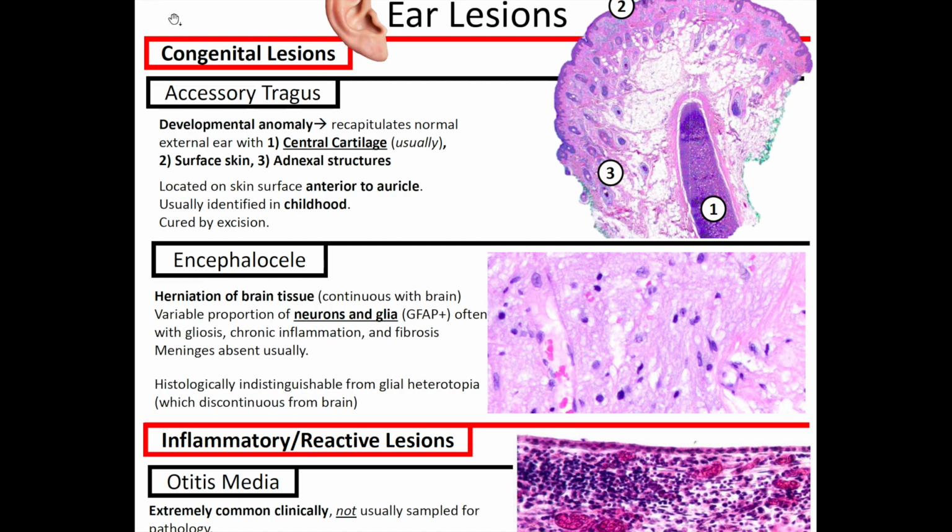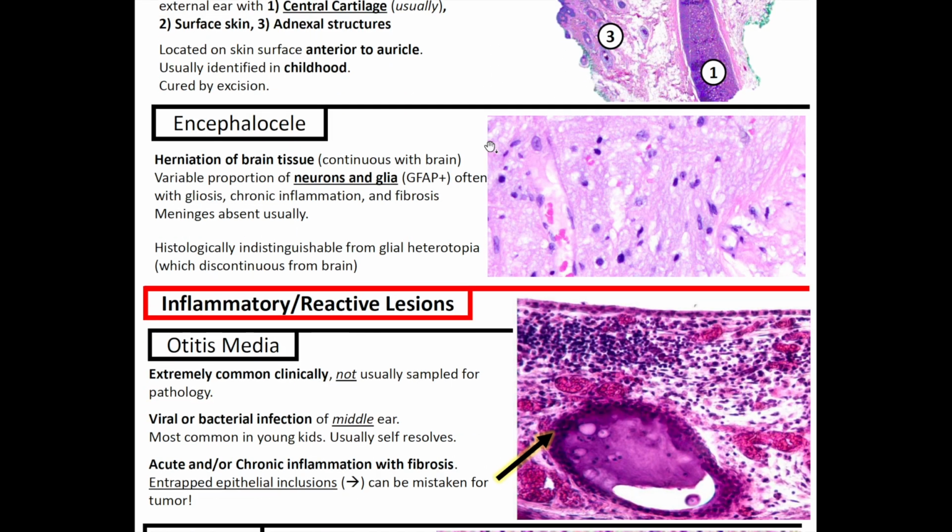So let's get started. There are some congenital lesions of the ear that you can get, which is an accessory tragus is one of them. This is a developmental anomaly that recapitulates normal external ear with a central cartilage, as shown here by 1, surface skin, and adnexal structures. So this is just an accessory tragus located on the skin surface anterior to the auricle, and usually identified in childhood, and it's cured by excision, so you can just surgically remove them.